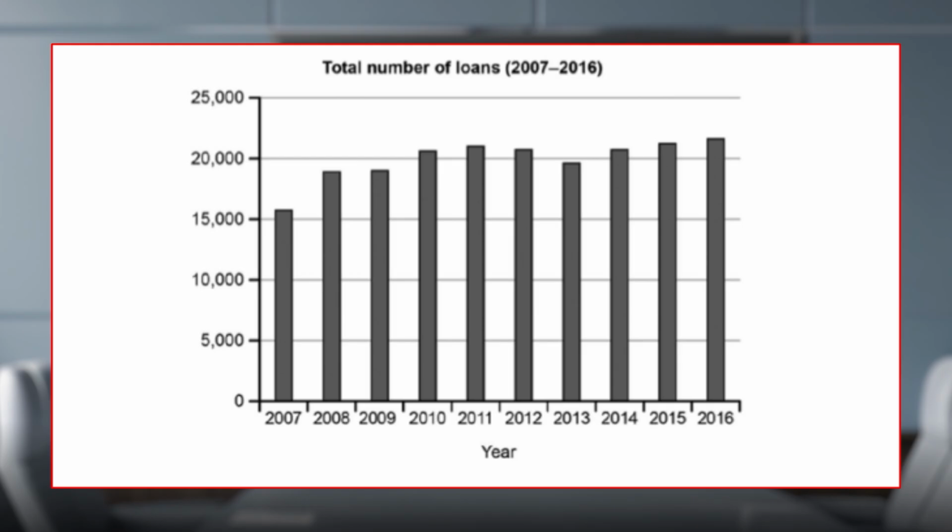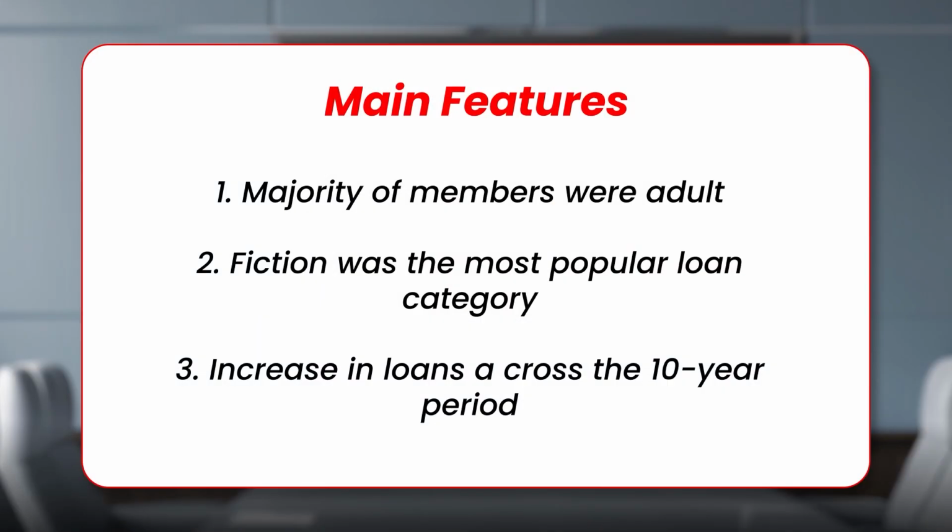Now, let's jump to the bar chart. Bar chart clearly shows an overall rise in the total loans from 2007 to 2016. Although there was a minor dip in between, but even then, in general, there was a rise. So this is also our main feature. So we have shortlisted 3 main features.